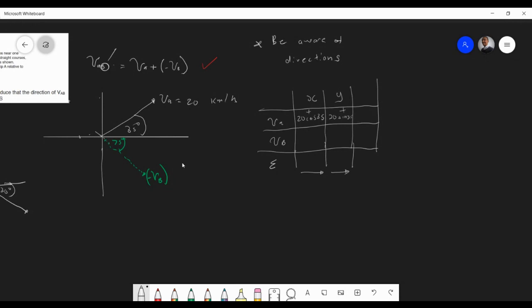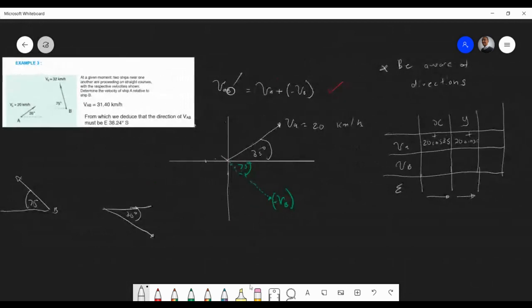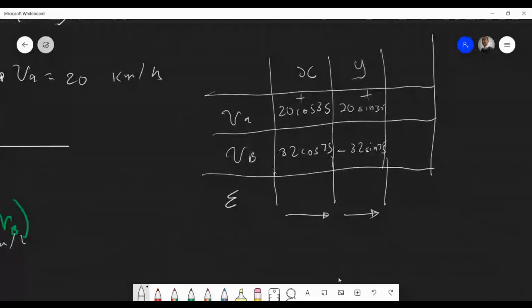Be aware of directions. Over here we have 20, sorry, not 20. What is B's velocity? 32. I should have written that there. So that's 32 cos 75 and negative, right? Negative 32 sine 75. Just make that big for you here.